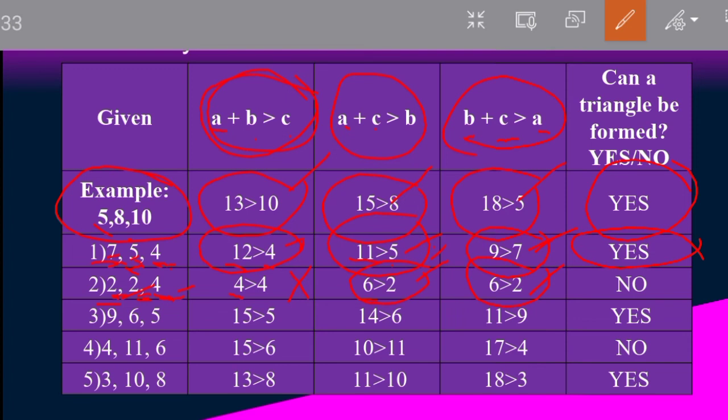Since one condition does not satisfy the theorem, because 4 is greater than 4 is false, therefore we can say that no triangle can be formed using the lengths 2, 2, and 4.